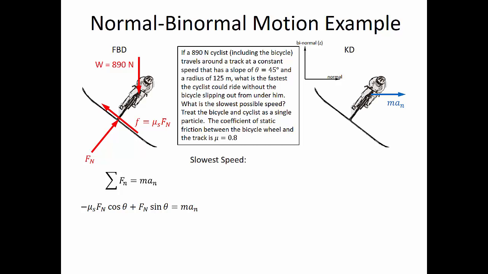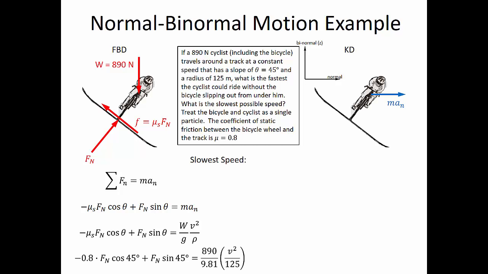So we have a negative mu sub s, normal force cosine theta. Our normal force is still positive. Normal force times the sine of theta equals the mass times the normal acceleration. And then repeating what we did last time and substituting in what we know, we're left with two unknowns, the normal force and the velocity.